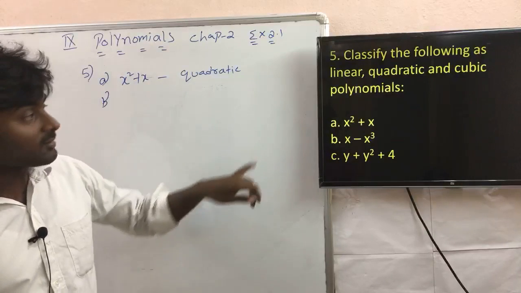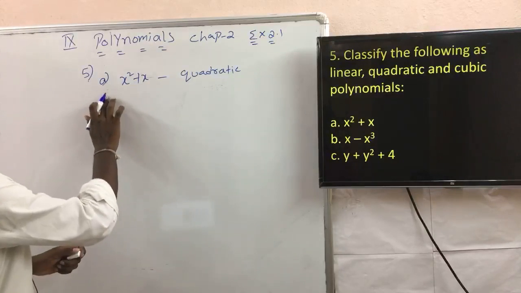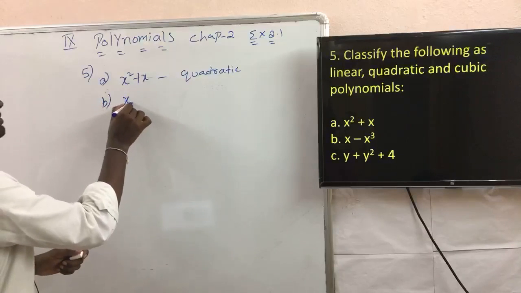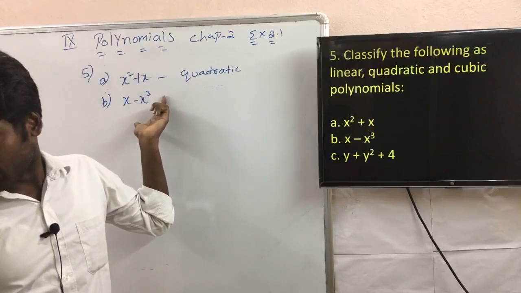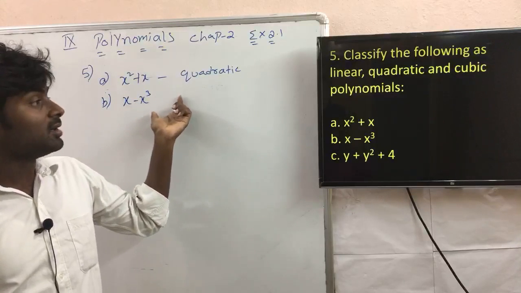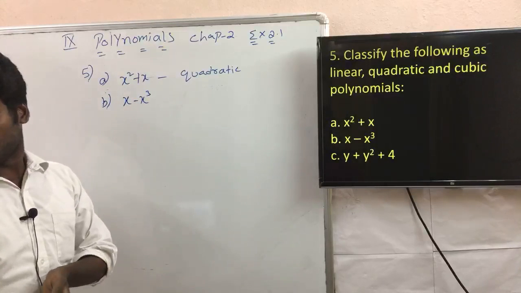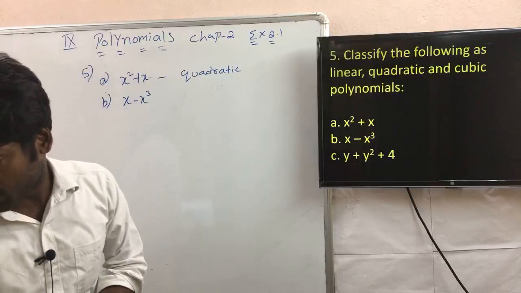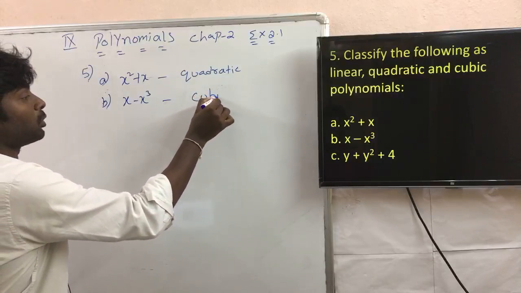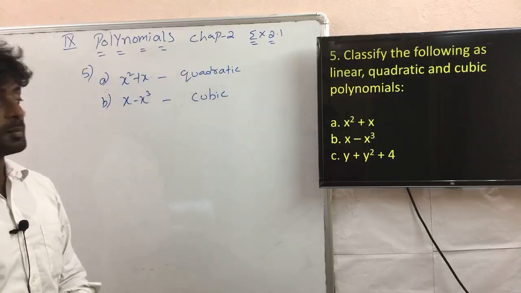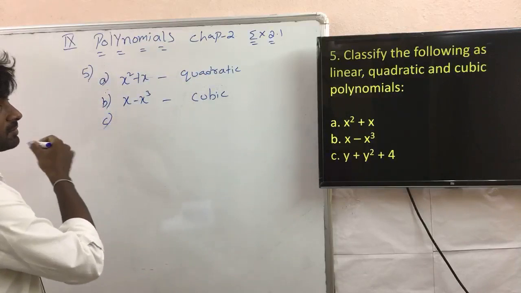Next, go for the second one. x minus x cube. Is it linear or quadratic or cubic? Yes, you are correct. It is cubic polynomial.